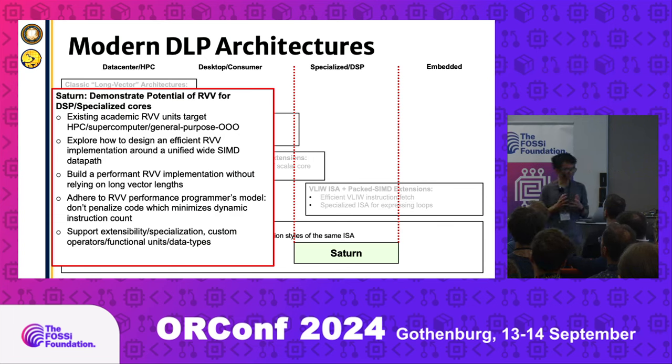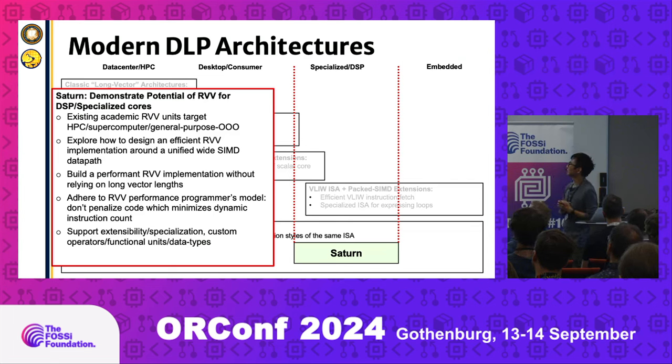So the goal of this Saturn vector unit is to basically show how to design an efficient RVV implementation around much more compact SIMD data paths than the scientific computing or HPC style machines. And we'd also want to show that we can build a performant RVV implementation without relying on traditional capabilities like having very long vector lengths or very deep temporal execution. We can show that we can build a very compact, efficient implementation that performs very well at vector code without needing many kilobits of storage for the vector register file.